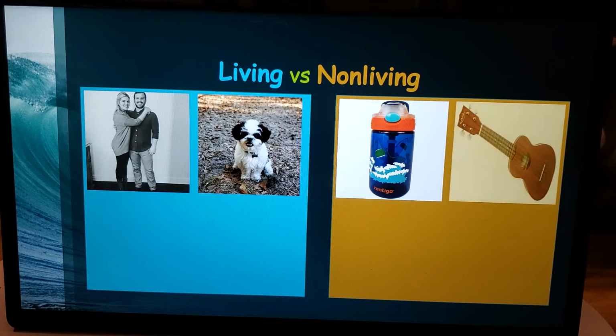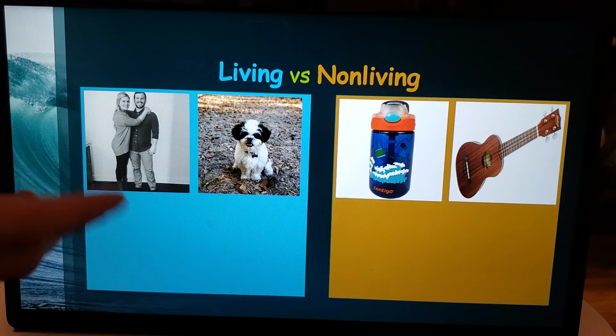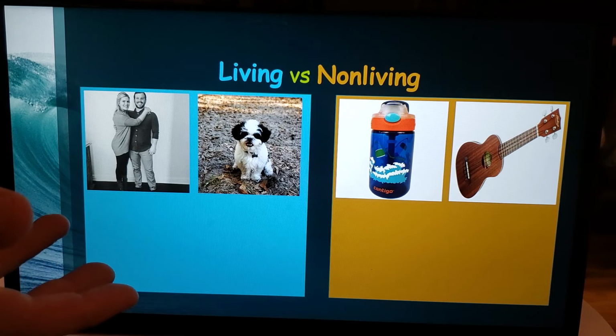Our next non-living thing is my ukulele, right? It does not need food and water. It does bring all kinds of joy, but it does not need food and water. All right?